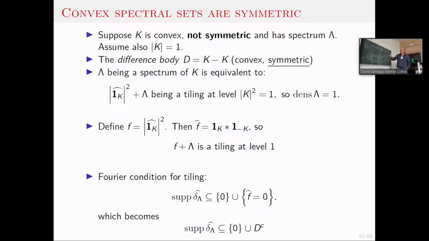Okay? But here is f hat. What are the zeros of f hat? Well, f hat is positive at exactly k minus k, which is a set D. Therefore, the support of delta lambda hat must be in the outside of the difference body.